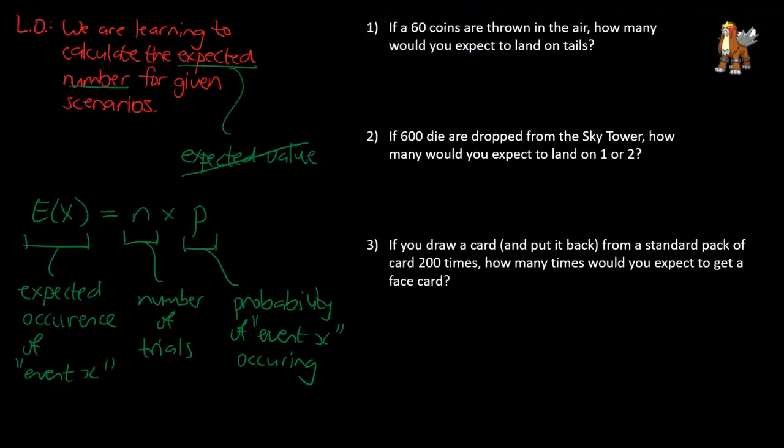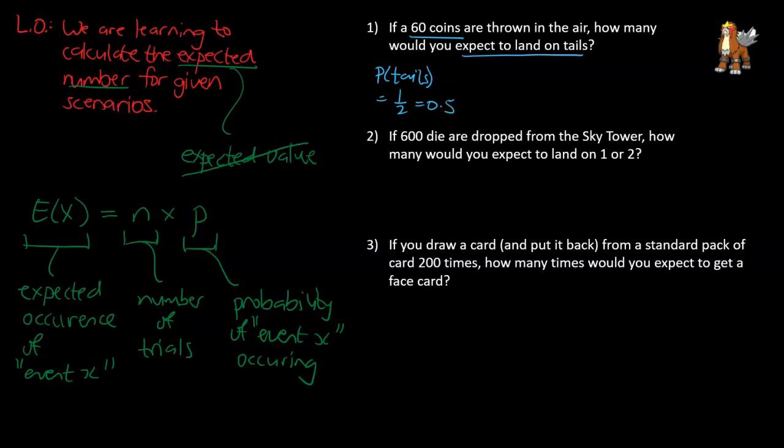But question number one, if we have 60 coins which are thrown into the air, how many would you expect to land on tails? And the keyword is, I'm seeing that word expect come up, so that's my cue, my hint to think about expected number. So the first thing I need to figure out is my probability of the event. In our case, we're trying to find the probability of tails. This one here is nice and easy. That's going to be 1/2 or 0.5.